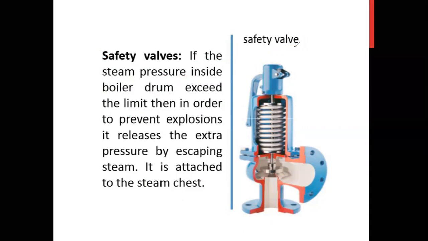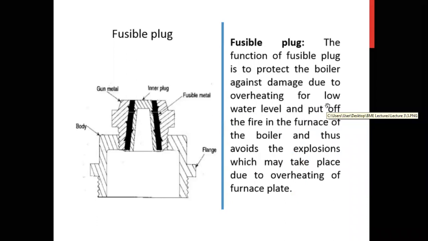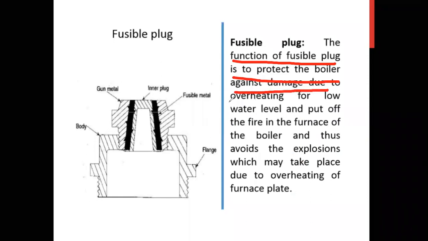Okay, next we are moving to the next slide. It is a fusible plug. What is the function of this fusible plug? The function of this fusible plug is to protect the boiler against damage due to overheating, due to low water level, and to put off the fire in the furnace of the boiler, thus avoiding the explosion which may take place due to overheating of the furnace plate. What does it mean?